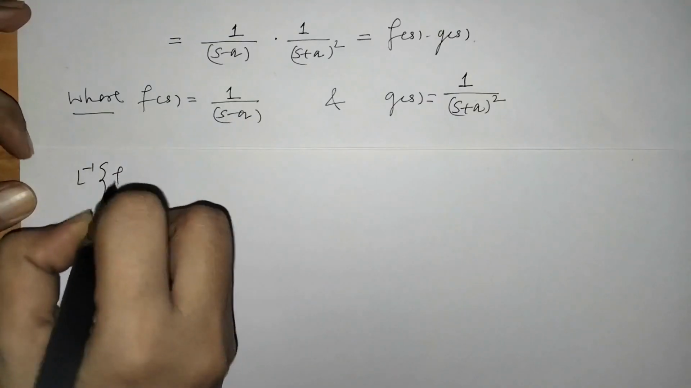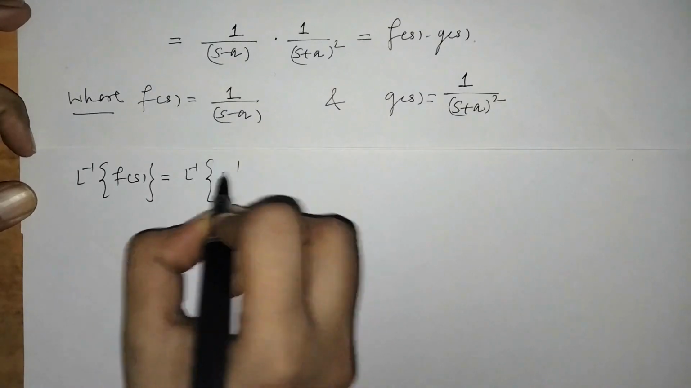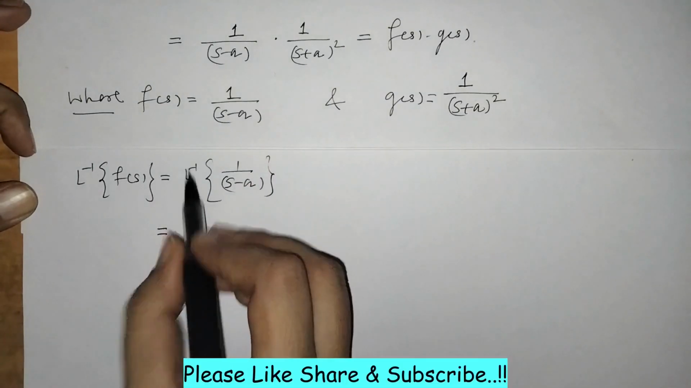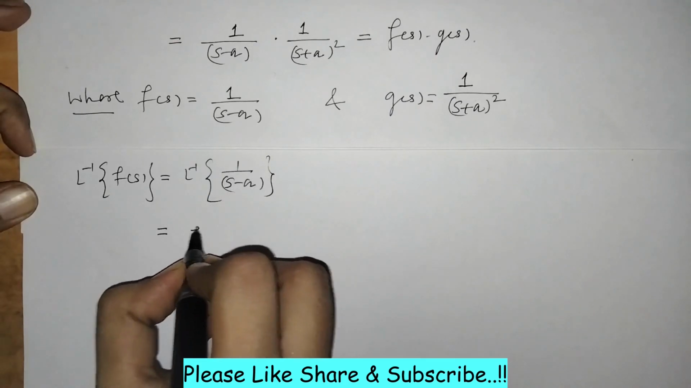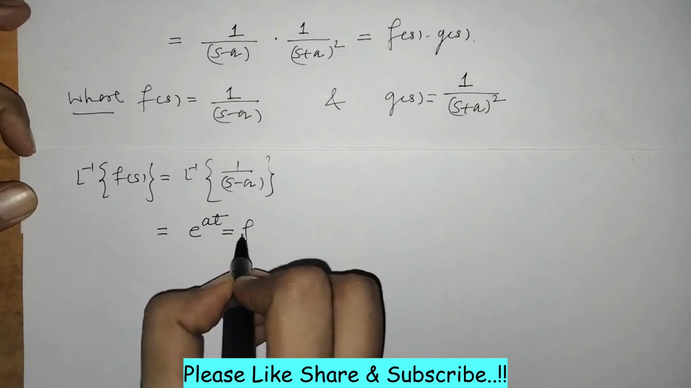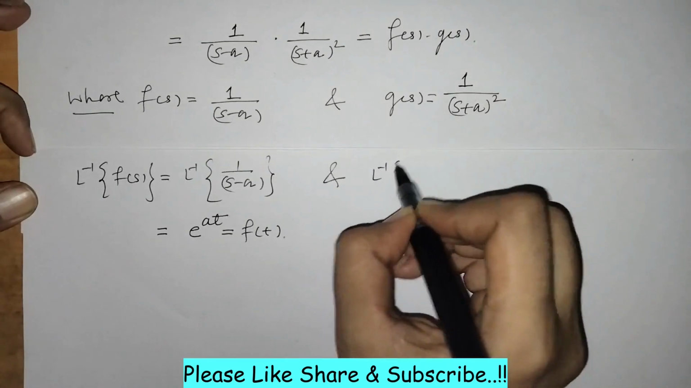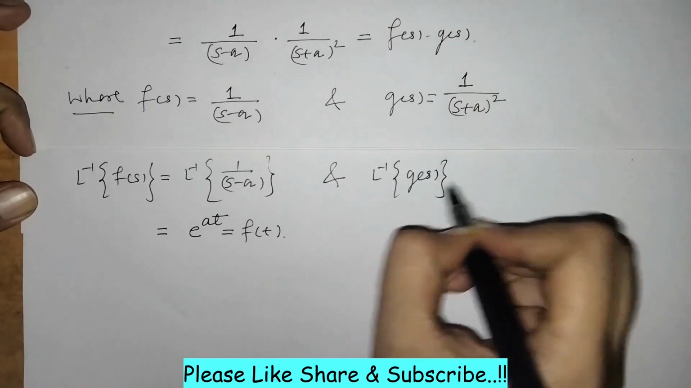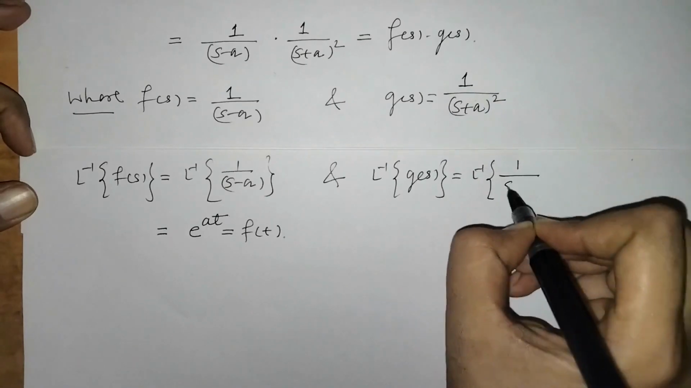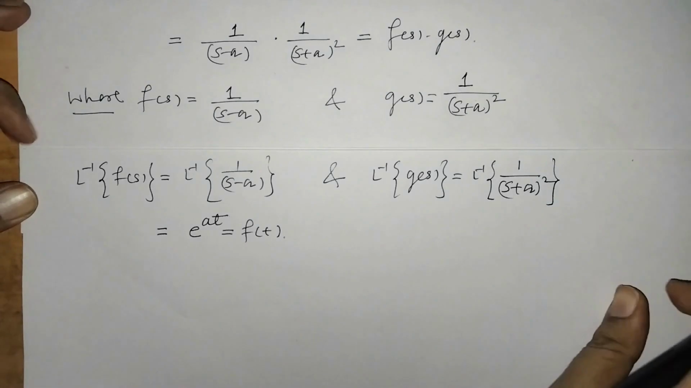Now L inverse of F(s) is equal to L inverse of 1 upon (s minus a), and we know that L inverse of this given function is e raised to at, right? And we got this as f(t). Next, we have to find L inverse of G(s), and this is given by L inverse of 1 upon (s plus a) whole squared, right?